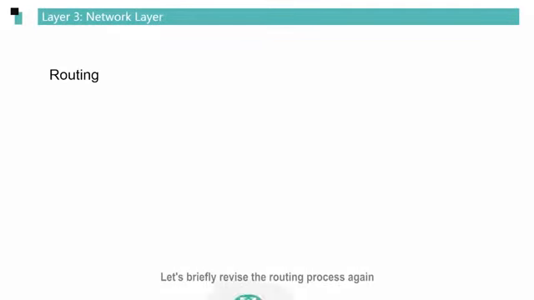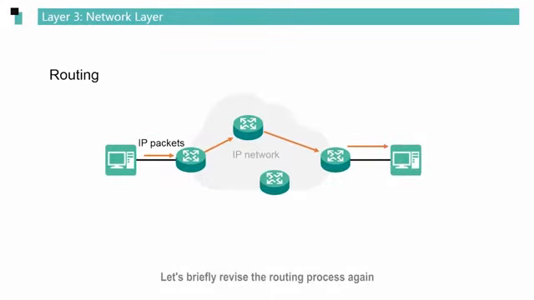Let's briefly revise the routing process again. A router or other layer 3 device receives an IP packet. It checks the header for the destination address, finds the matching entry in the routing table, and forwards it out of the corresponding interface to the next hop device. If there's no matching entry, the packet is dropped.